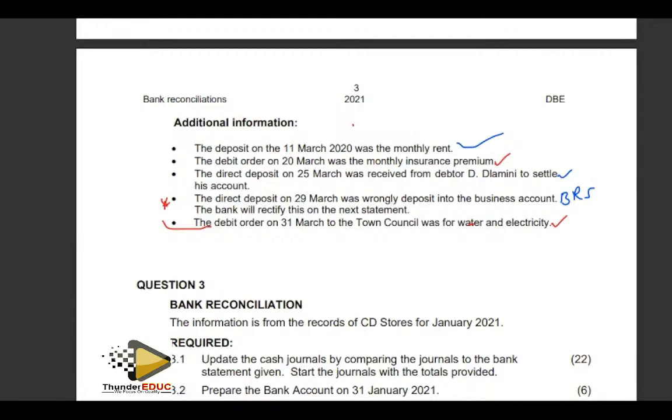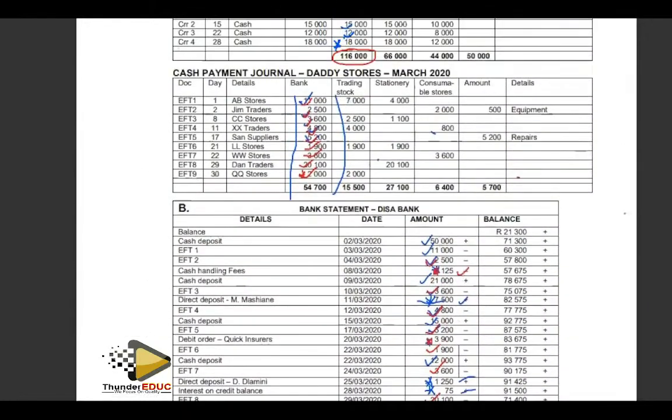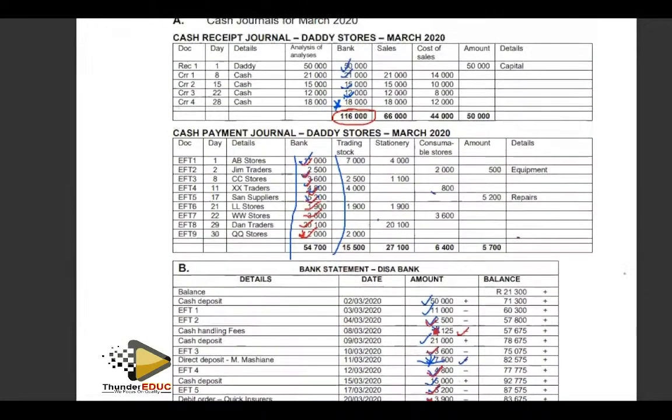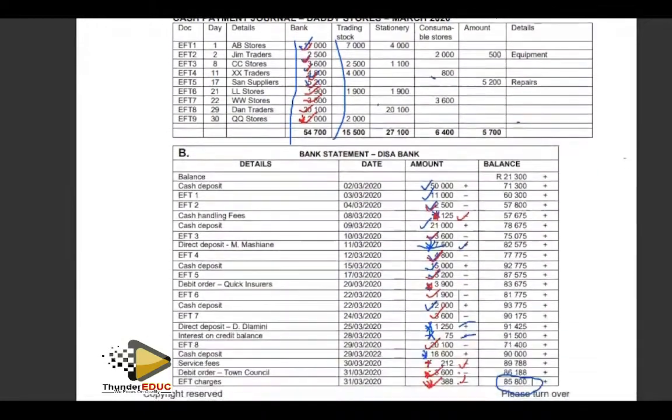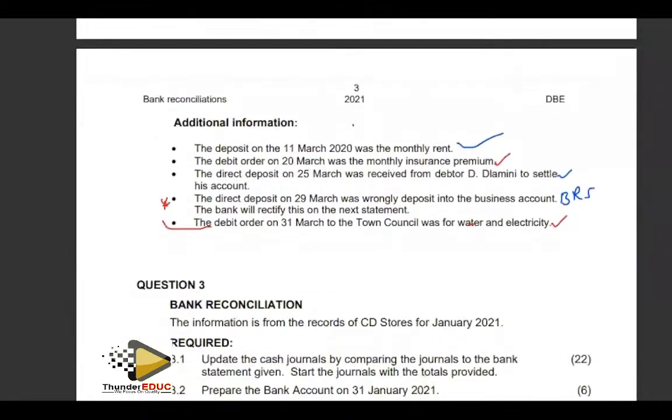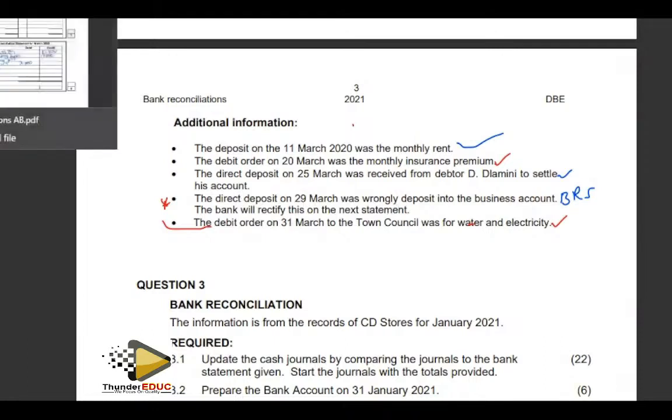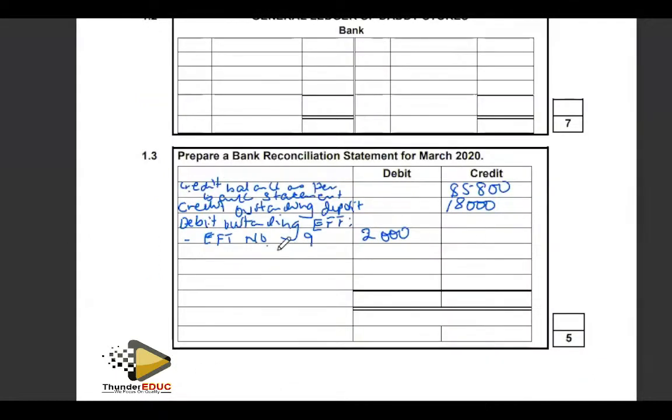this amount comes when we do what? When we have sorted out each and everything, okay? So we have to look at, so they are saying the direct deposit on 29 March was wrongly deposited into the business account. The bank will rectify this on the next statement. So it's not our money, right? So this money was going to someone else, and then it was deposited to our account. So we have to remove it. Remember, the aim here is to get what actually belongs to us, right?